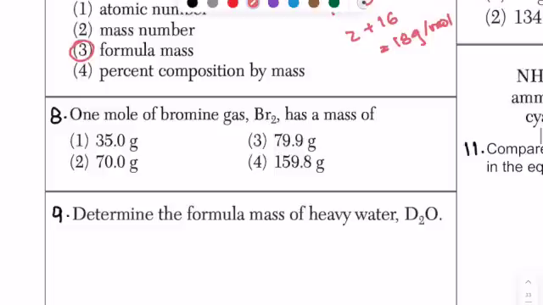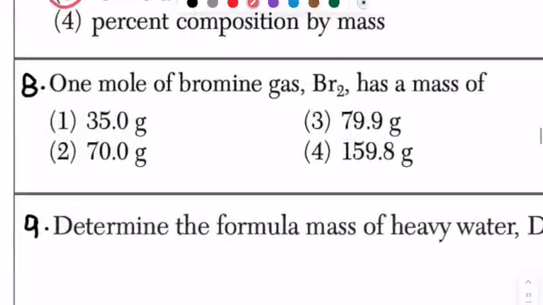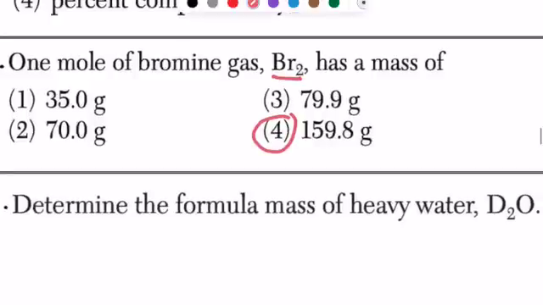So 1 mole of bromine gas has a mass of, so you just have to calculate the gram formula mass, because this is Br2, so make sure that you multiply the mass of bromine by 2, so that you get the mass of 2 bromines. So 1 bromine is about 79.9, so 2 bromines will be about 159.8.